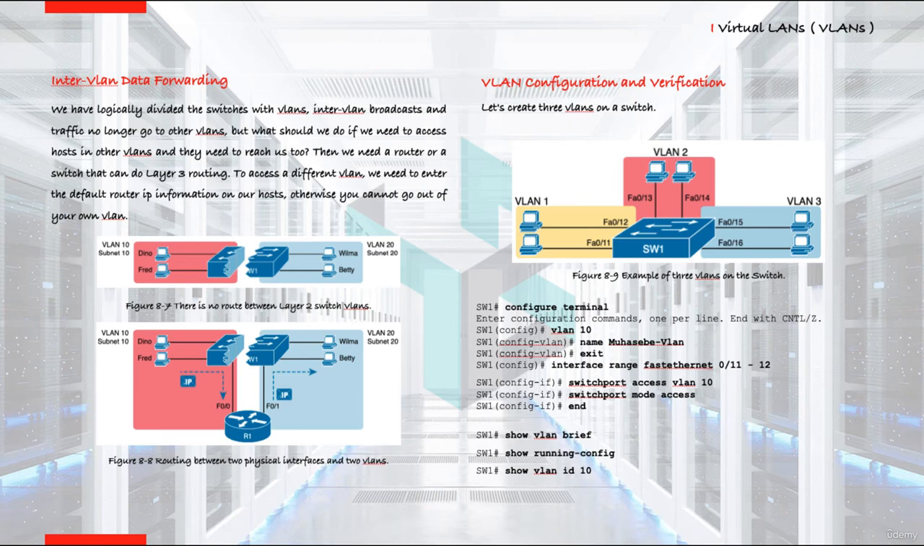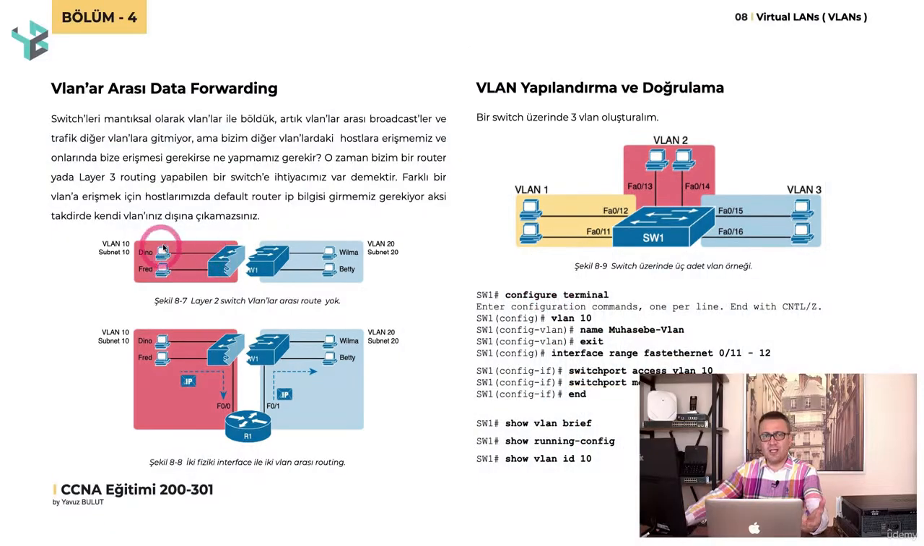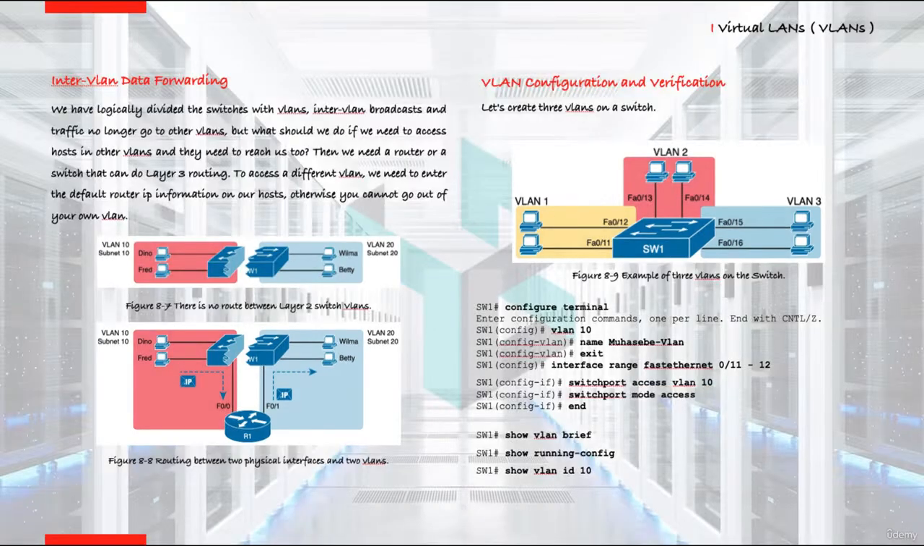As we mentioned before, when we divide our network with VLANs on a switch, if there is no router or layer 3 switch in between, these VLANs cannot communicate with each other. The broadcast domain of each is separate. Our users here need a layer 3 device or a router if they want to access the users here.